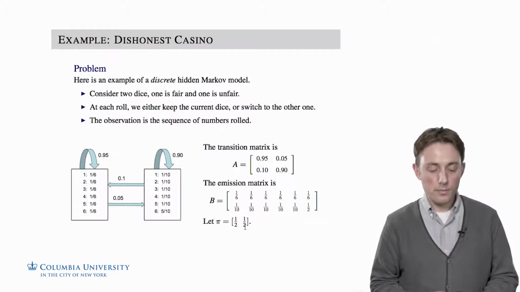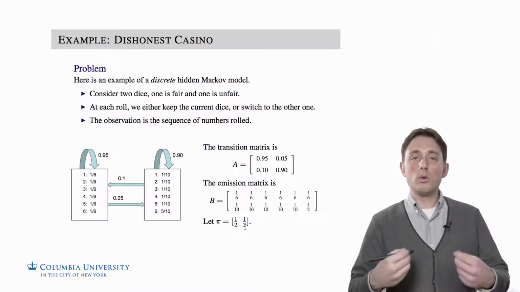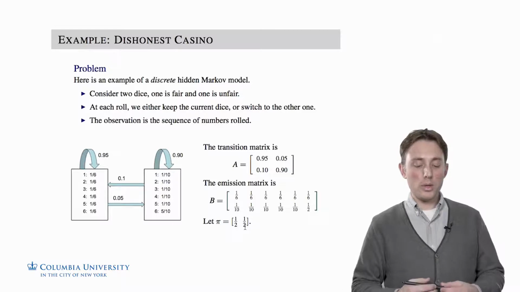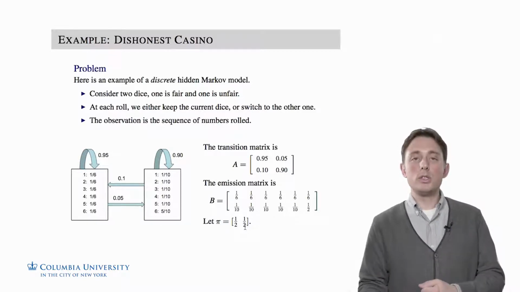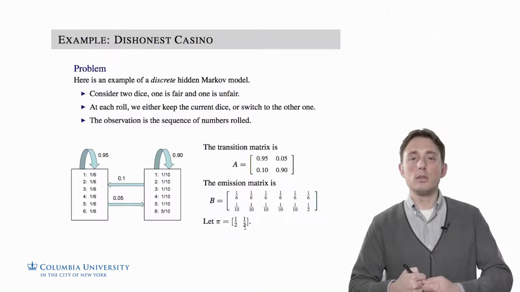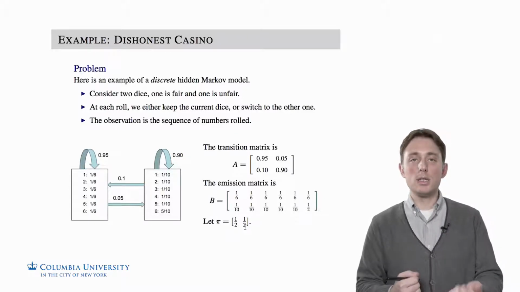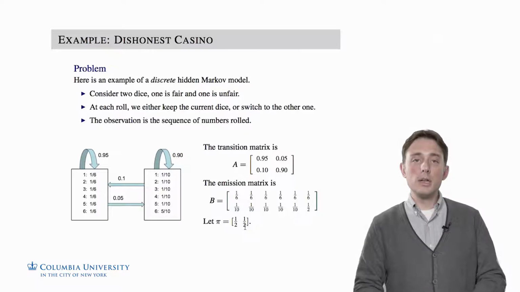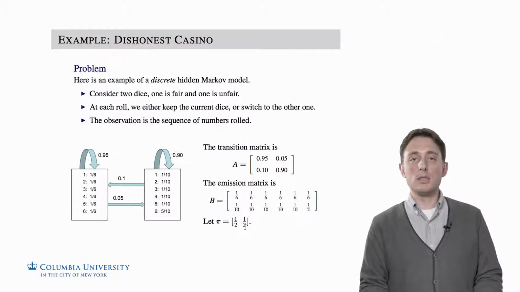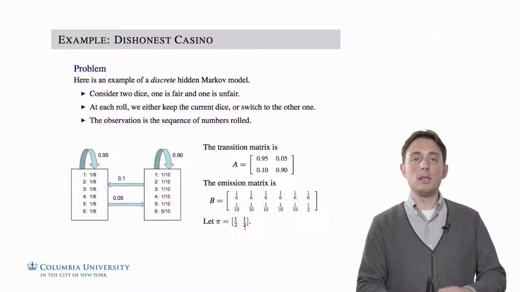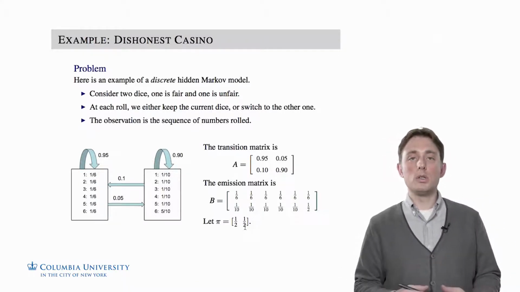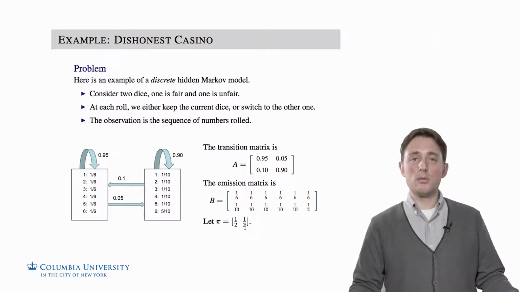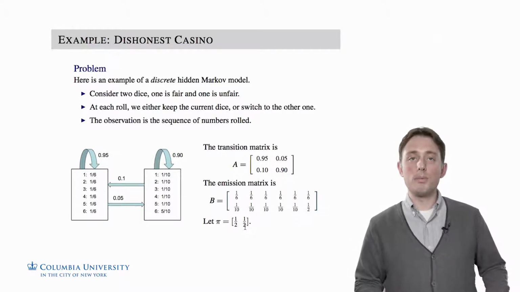Then at each roll, we have a sequence of rolls. We're either going to keep the current dice that we're rolling, or we're going to switch to the other dice, but we're not going to get to see which dice is used. We just get to see the roll. But underneath the table, perhaps, are the choices being made of which dice to pick next, given the dice that was used previously. And all we get to observe is the sequence of the rolls, the numbers that came up.